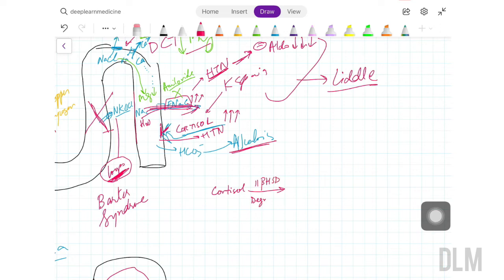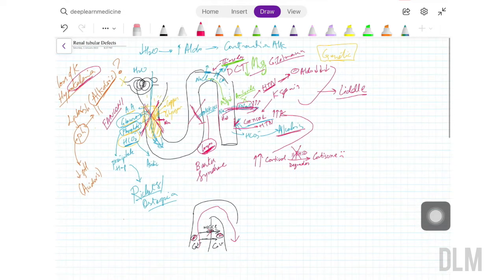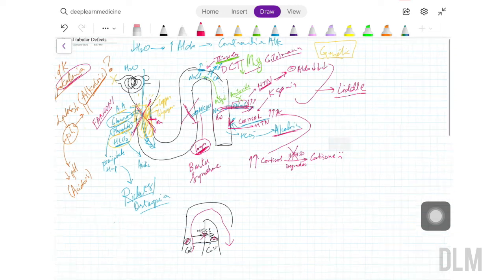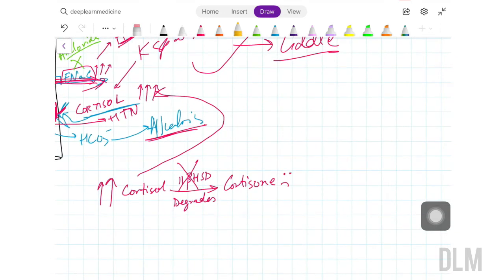11 beta HSD degrades cortisol into its inactive cortisone state. Whenever 11 beta HSD is deficient, what will happen is that cortisol won't be degraded into cortisone, and the body will have a hypercortisol state. Now you might be thinking, what causes the deficiency of 11 beta HSD?